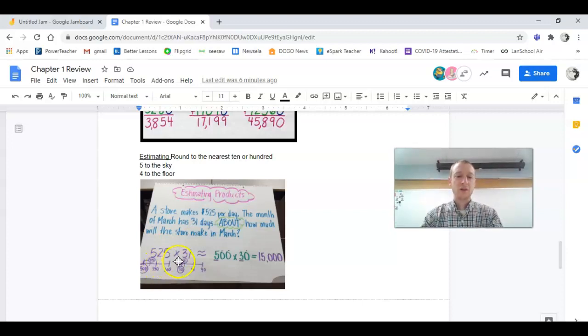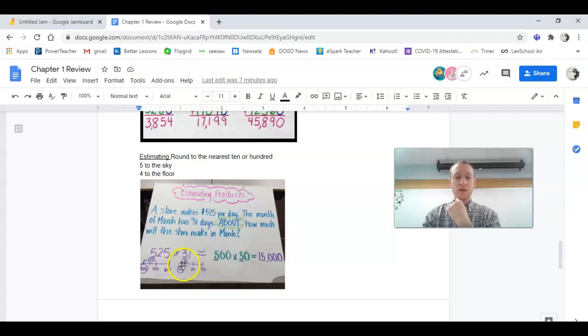So 525 times 31. We can round 525. If we look at the number next door, that 2, right, tells me if I should go up or down. Obviously, 2 is less than 4, so that 2 is going to go down. 525 becomes 500. It's much closer to 500 than 600.